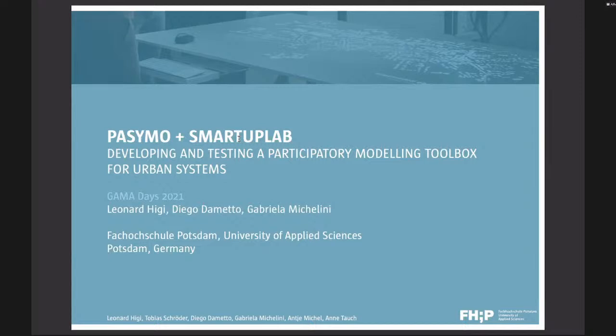Thank you very much. It's a pleasure to be here. Our contribution today addresses the use of Gama for participatory modeling. We have developed and tested tools based in Gama in urban planning processes of medium and small cities in the surroundings of Potsdam in the state of Brandenburg, Germany. The tools were developed within two research projects at the University of Applied Sciences Potsdam. In this presentation, we will give first an overview of the projects, first Pasmio, then Smartup Lab. And then we will describe the challenges of using a Gama platform for participatory modeling in different application contexts, user roles, and purposes of use.